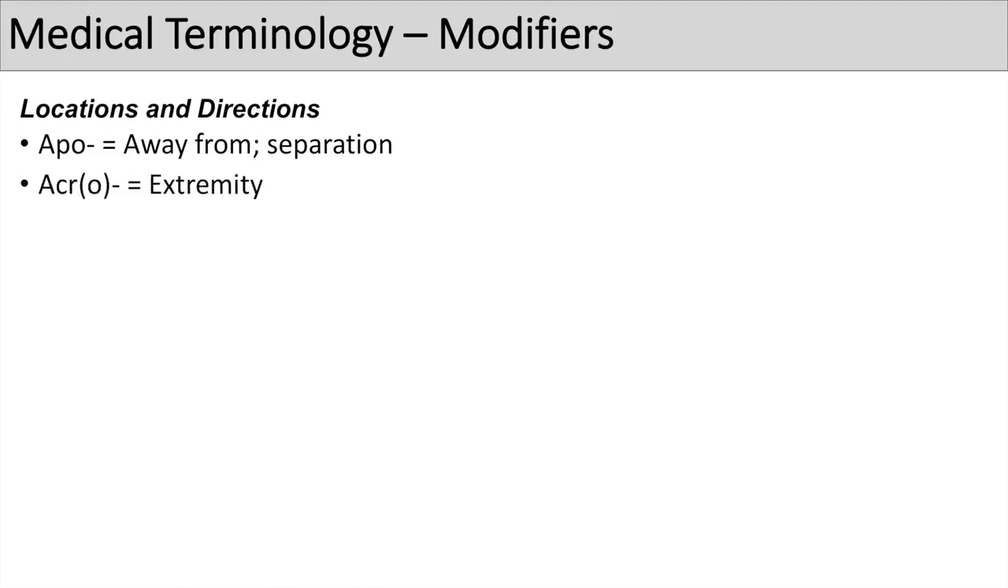We're going to first discuss location and direction modifiers that weren't discussed in previous lessons. The first prefix we're going to talk about is apo, which means away from or separation. The next one is acro. This means extremity, so you can think of your arms and legs. A word that you may hear is acrocyanosis. That just means cyanosis of your extremities.